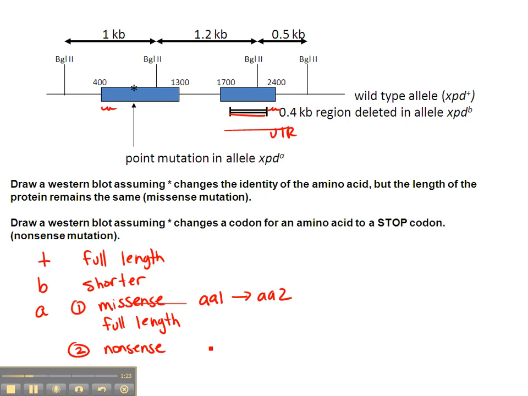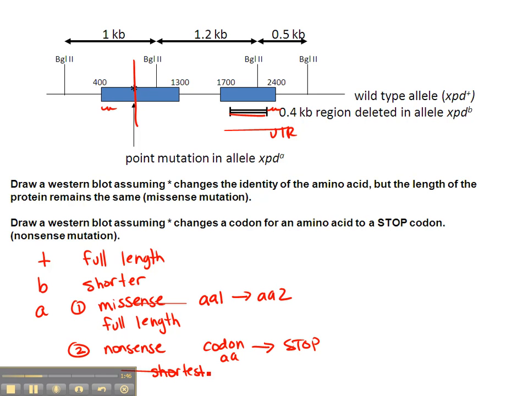If it's a nonsense mutation, then we've changed a codon for an amino acid to a stop codon. Now, since the stop codon, assuming it's a nonsense mutation, is very early on in our gene, this is going to result in the shortest protein that we would see, even shorter than the deletion allele.